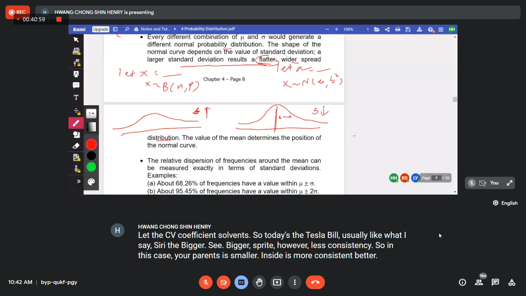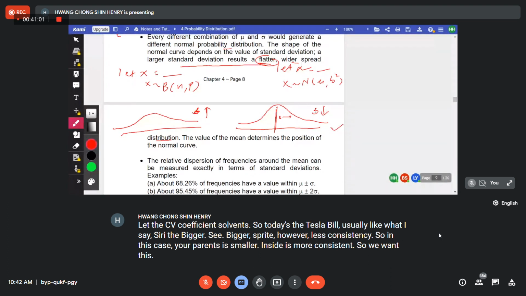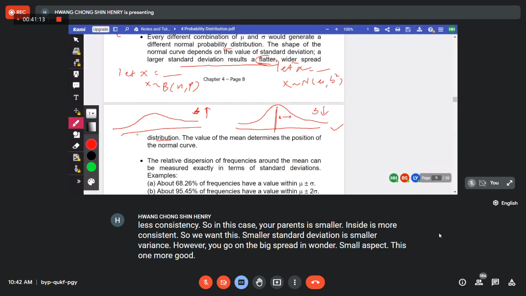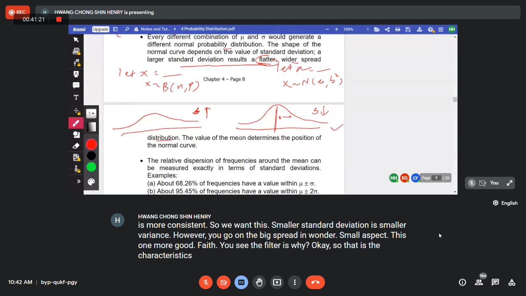So we want the smaller standard deviation, which means smaller variance. We don't want the big spread, we want the smaller spread. This one no good. You see the picture, this one is taller, this one is better. So that is the characteristics of normal distributions. I believe I explained already.